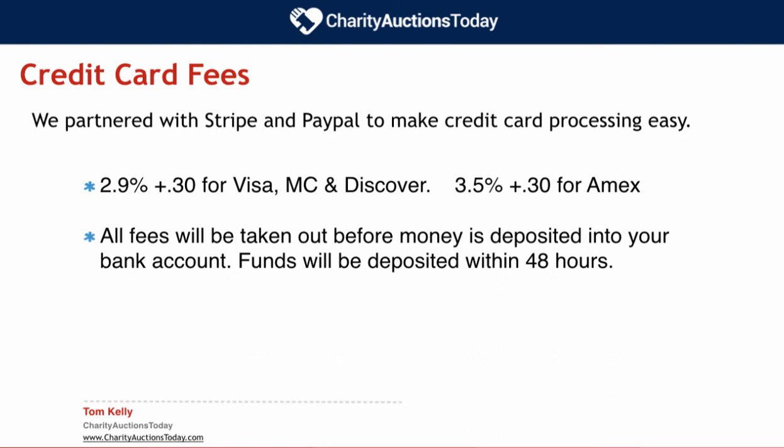And all of our fees and all the credit card fees are taken out of the money before it's deposited into your bank account. And we will deposit those funds into your bank account within 48 hours after your auction invoices have been paid. So we'll handle everything for you, and there's nothing you have to do as far as managing money or paying us, because we'll just go ahead and take out those fees and deposit the net into your bank account within 48 hours.